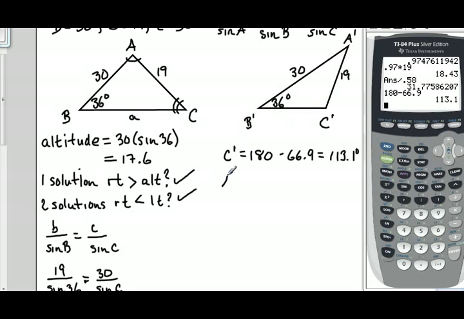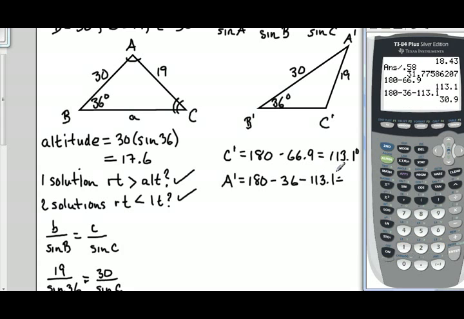Now we already have two angles of this triangle. Let's go ahead and get the third one. So A prime will just take 180, subtract the other two angles, so 180 minus 36 minus 113.1. Let's see what we get here, and we get 30.9 degrees for A prime.